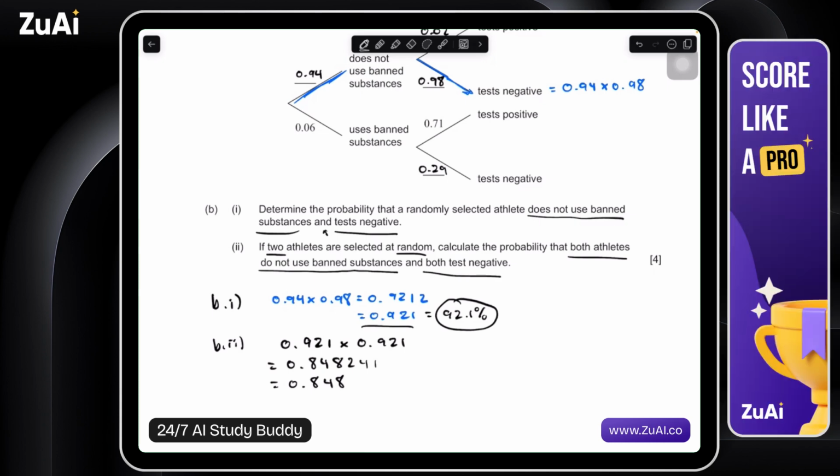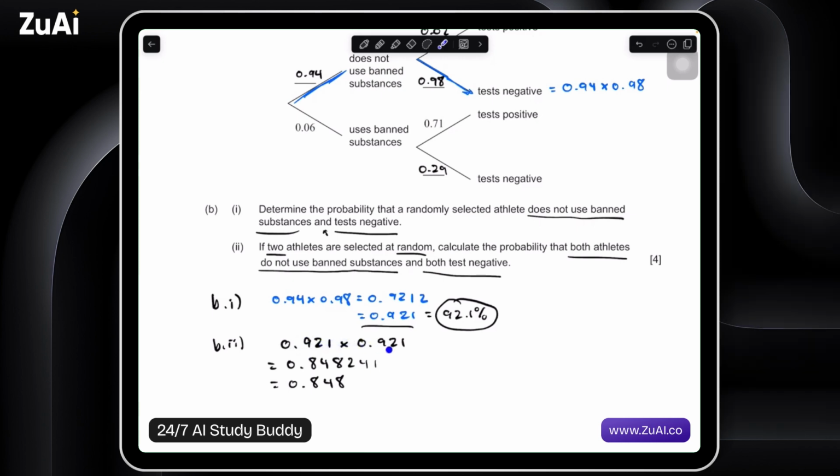All right. So just to summarize once again, the probability that someone doesn't use a banned substance and tests negative is 92.1%. If we were to look at two people and ask, okay, how likely is that to happen to two people that were chosen? Well, the probability that the first person does not use banned substances and tests negative is 92.1%, and then the exact same thing the second time. So we're just multiplying across.